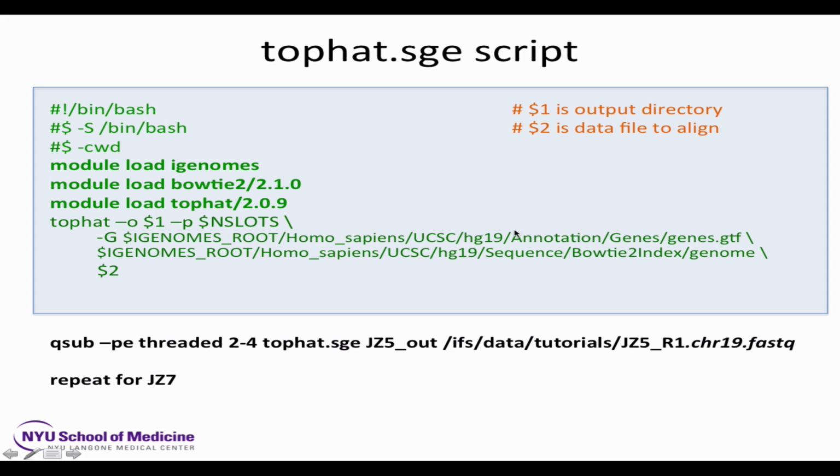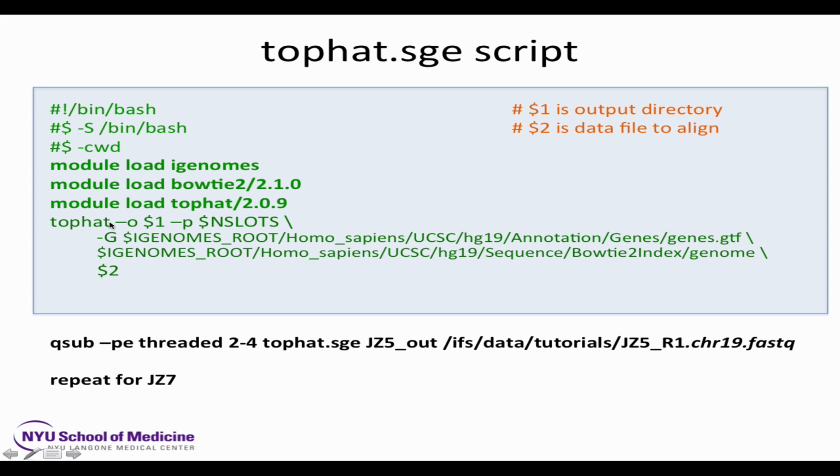There's just a couple of other things I wanted to point out about how I wrote this script before I start showing it in the terminal. All right, you remember the pound bang bin bash, pound dollar S bin bash, pound dollar CWD. We put that at the head of all of our SGE scripts so that it knows we're running in the bash shell and it puts the output in the same directory where we type the commands. All right, then we're going to load iGenomes. We're going to load bowtie, this specific version. We're going to load TopHat, this specific version.